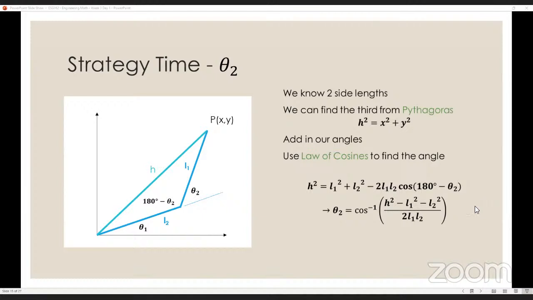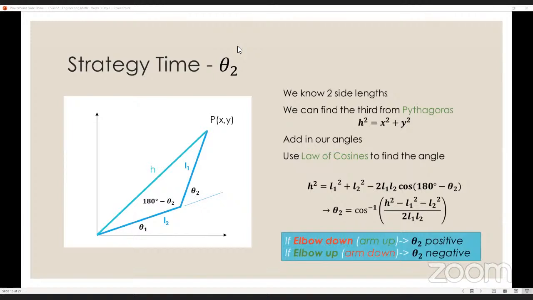Law of cosines. Right? Law of cosines. Everybody loves law of cosines. So remember, this is a reminder that elbow down means the arm is up. That's so weird. That means that the second link is up.